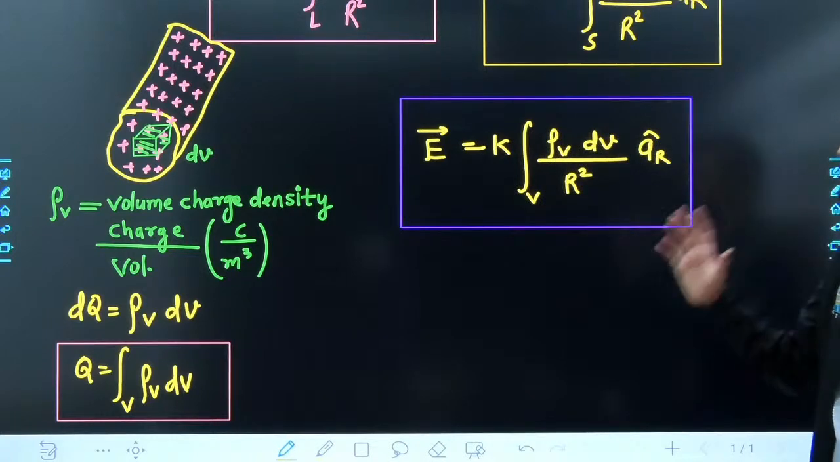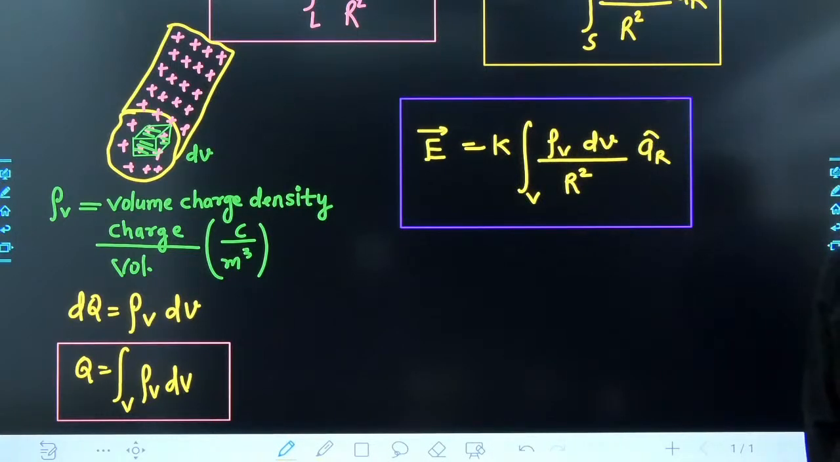So this is the electric field due to the volume charge.